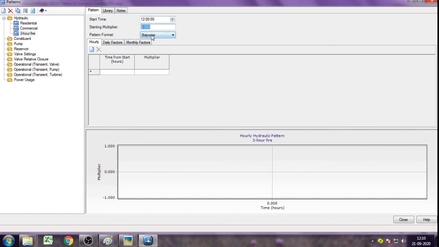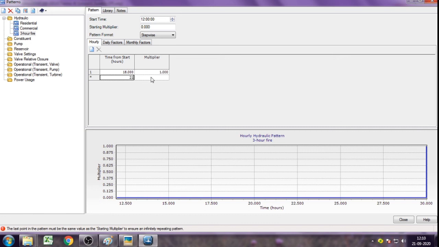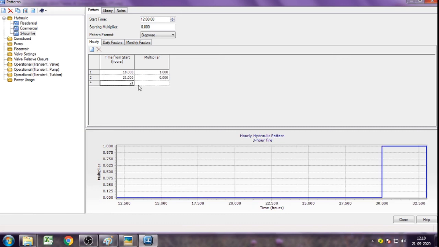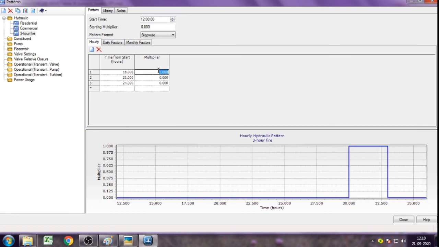Okay, now pattern format stepwise. Now 18 hours 1, 21 0, and 24 also 0. What this table indicates is that the fire will break out between this particular time, 18 to 21 hours, and that's why the multiplier has been kept as 1. So this means that for these 3 hours, that is 18 to 21 hours, the water demand will increase to 2000 liter per minute.